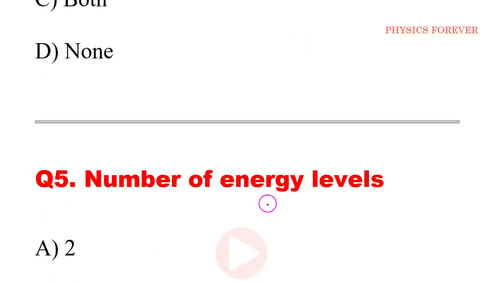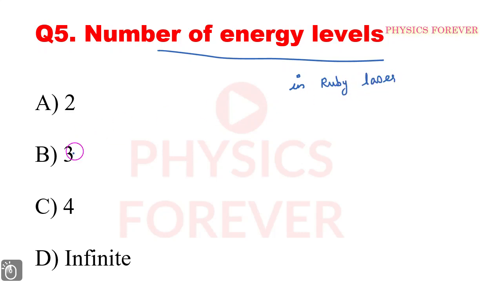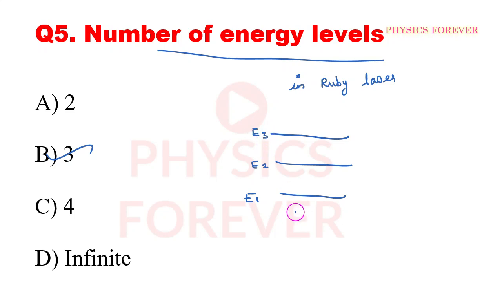So how many energy levels are in the ruby laser? Only 3. Okay, that is E1, E2, then E3. Here, which state is E1? E1 is the ground state. Okay, then E2 is the most important. E2 is called the metastable state.